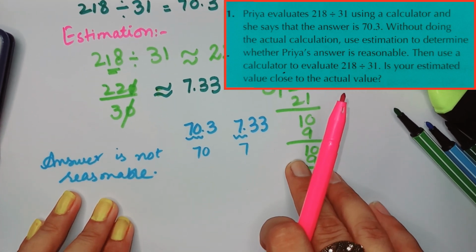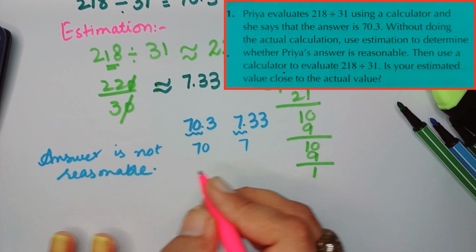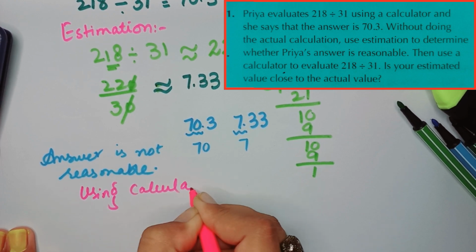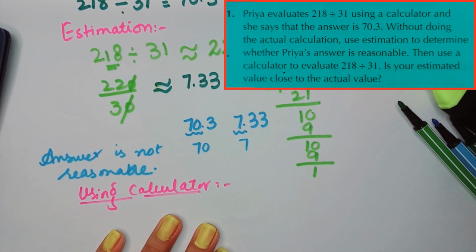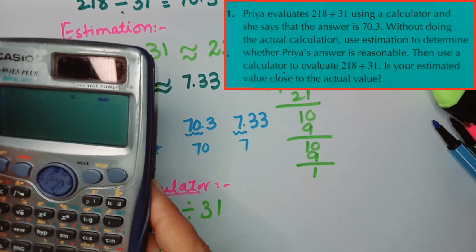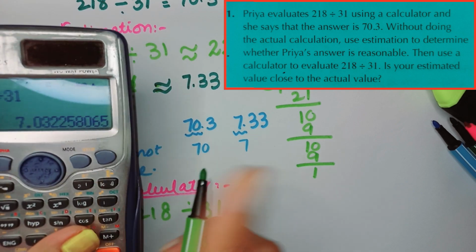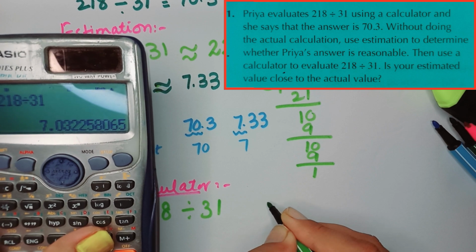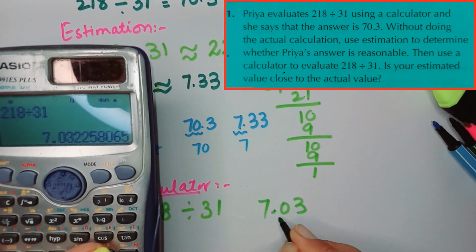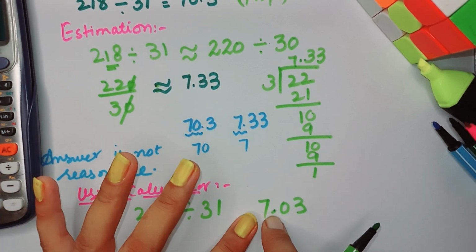Now next they are saying then use a calculator to evaluate 218 divided by 31. So now we have to use a calculator. So dear students, using the calculator, 218 divided by 31, from the calculator we get the answer 7.0322. I am taking only three significant figures, or we can say after the decimal only 2 digits.